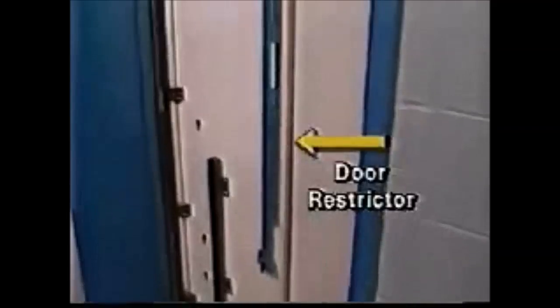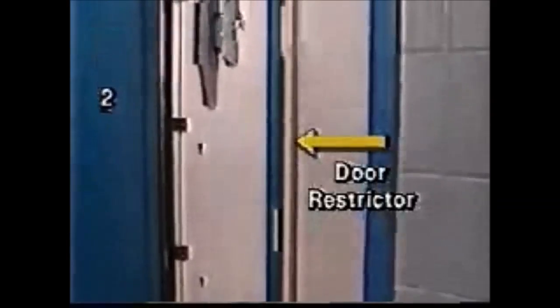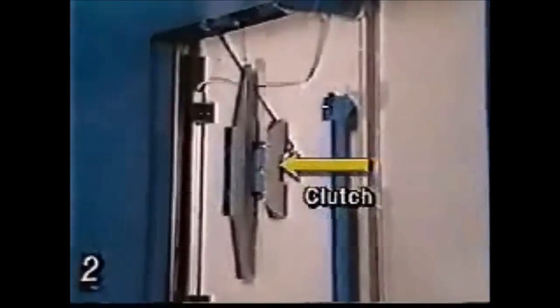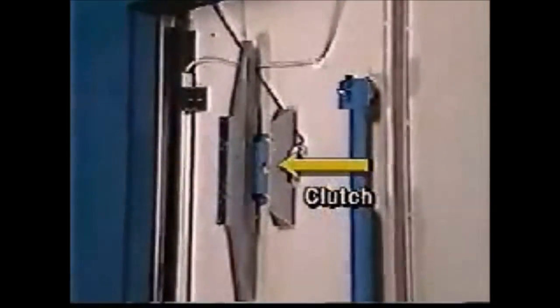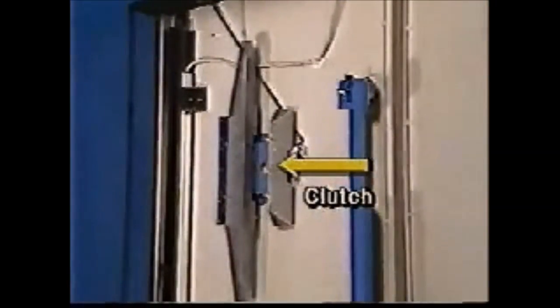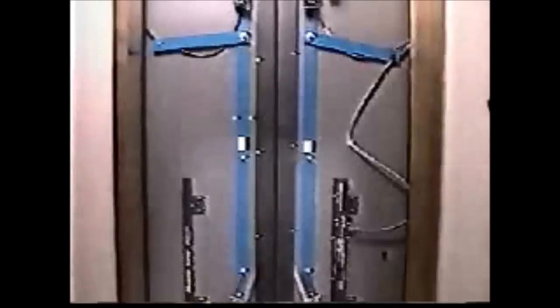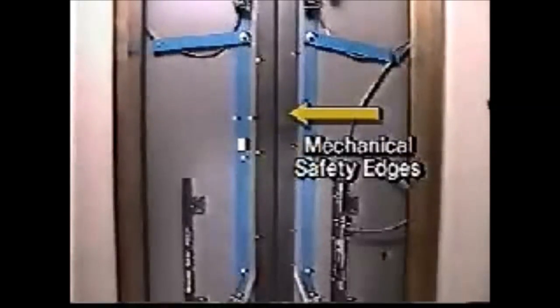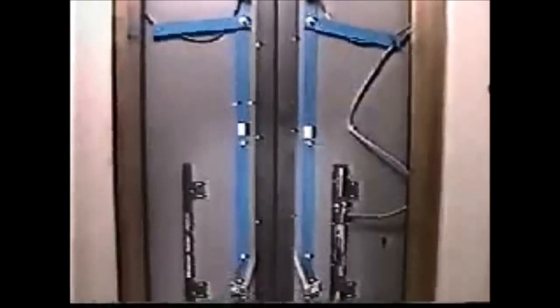The door restrictor is a mechanical device that prevents the car door from opening when the car is moving, more than 18 inches from the landing. A device mounted on the car door engages the hallway door push roller and actuates the interlock. Both sets of doors then move toward the opening. For passenger safety, a mechanical safety edge causes the door to open when activated.